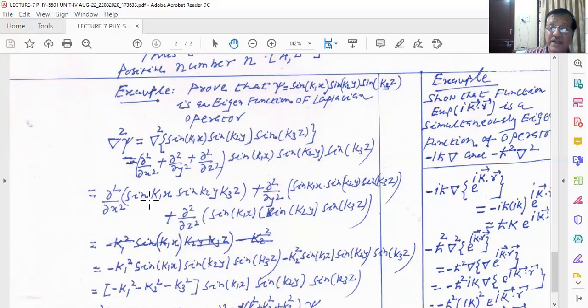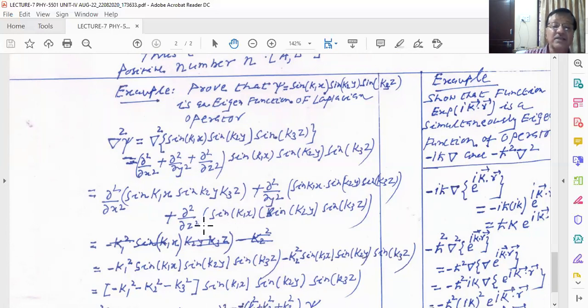Now differentiation of cos is minus sine, so it is minus sine k1 of x times k1. So k1 is already present, so it will be minus k1 square sine k1 of x. This is simple. And the remaining terms sine k2 of y and sine k3 of z are constant. So del square by del x square of sine k1 of x, sine k2 of y, sine k3 of z is minus k1 square sine k1 of x, sine k2 of y, sine k3 of z. Similarly, for del square by del y square, instead of k1 square, now it will be k2 square with minus sign, and sine k1 of x, sine k2 of y, sine k3 of z.